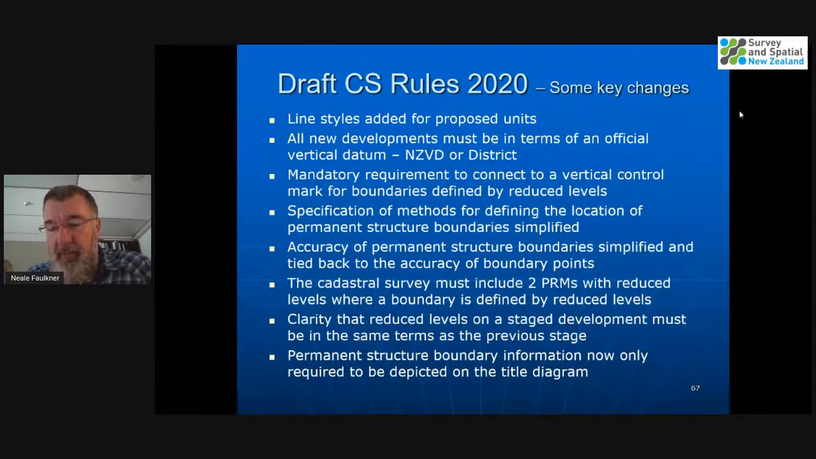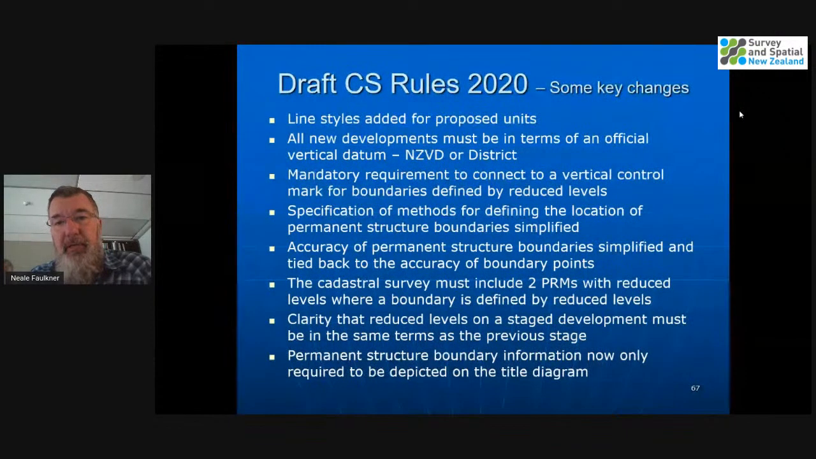Lynn's has given me a little bit of a heads up. They're in draft format at the moment, but some of the key changes that relate to unit title subdivisions are referred to on here. You can read it for yourself, but some line styles. All new developments must be in terms of an official vertical datum, no assumed datum, so that can be NZVD or the local district datum, mean sea level, Auckland vertical datum, whatever it is.